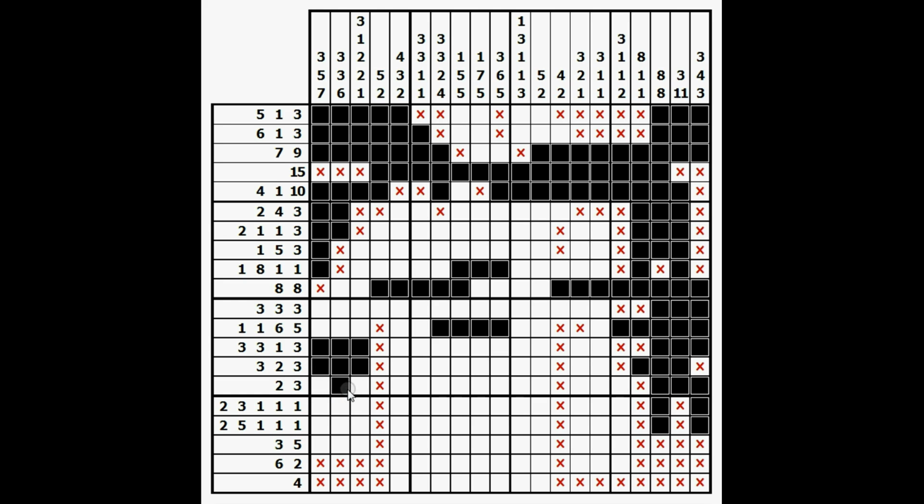Now this is a 2. I don't know where it goes, but one of those is it. And there's a 3 on this side. One of those is it. So that tells me all this other stuff is an X. So that helped me out.